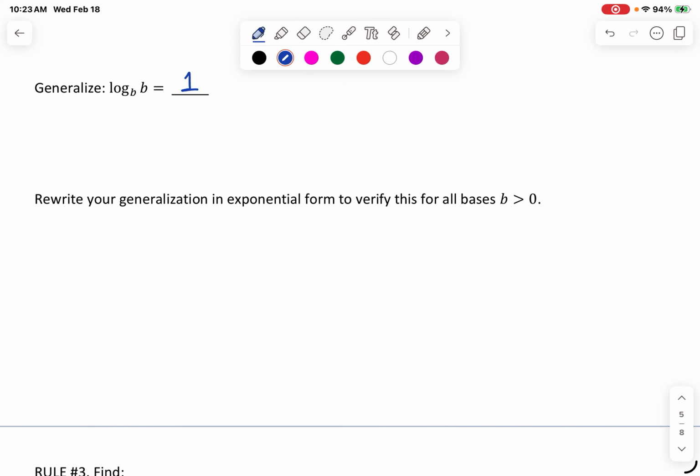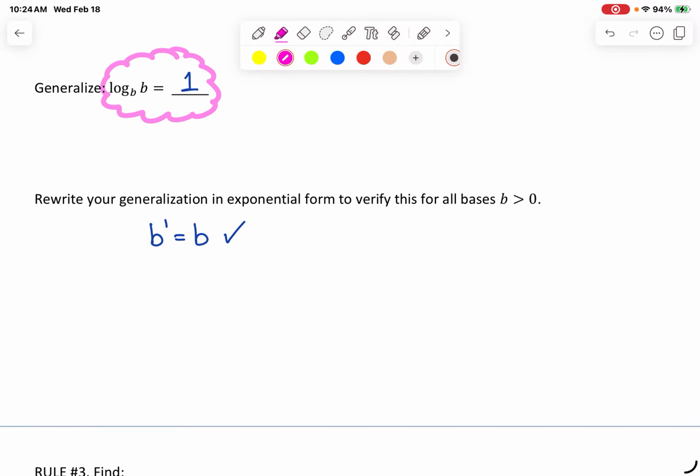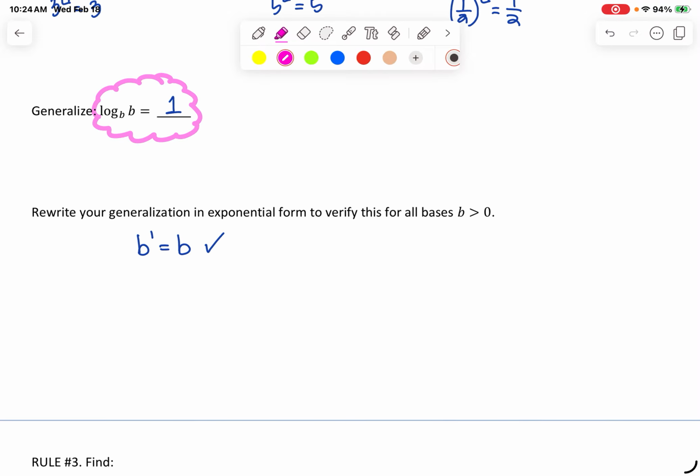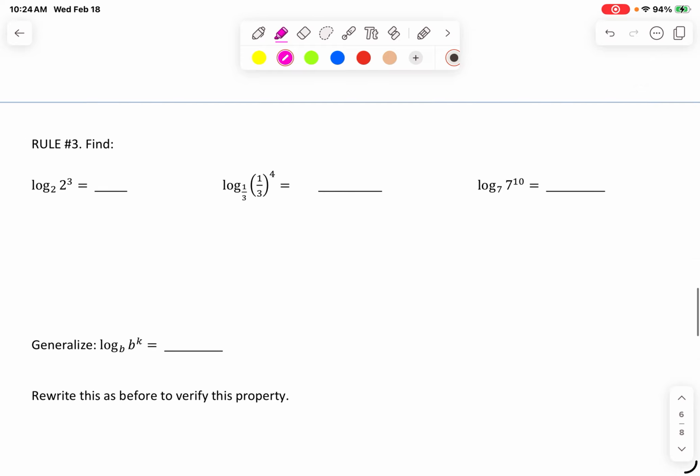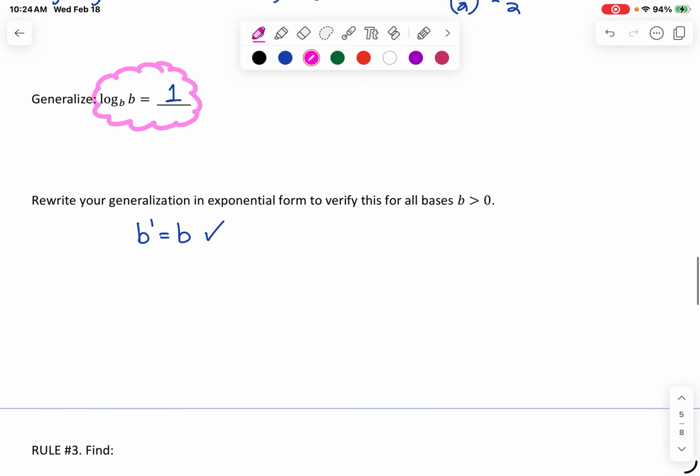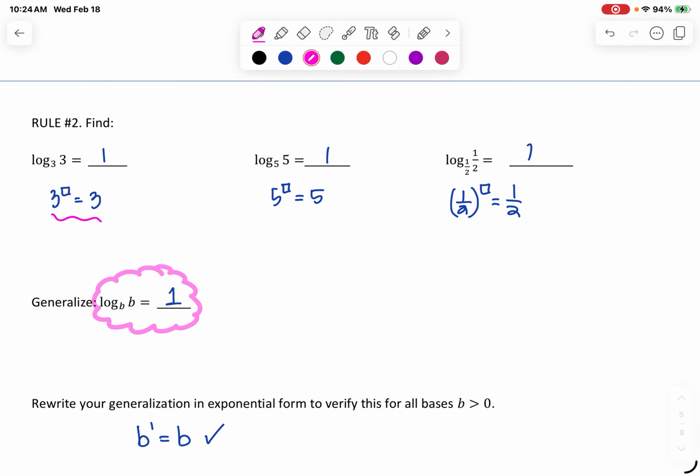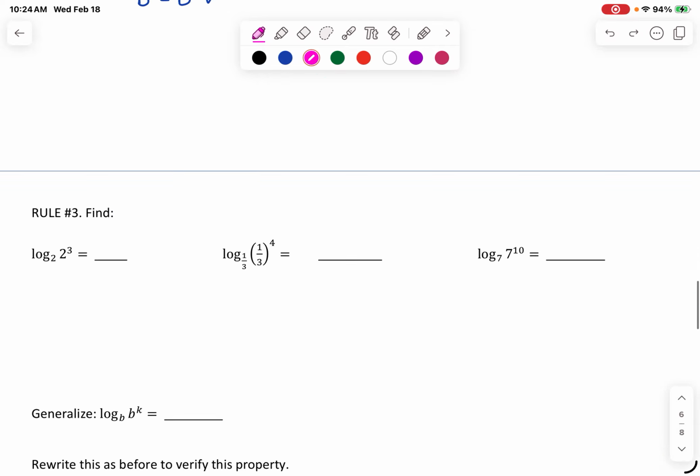We can rewrite it in exponential form to verify it. If we rewrote this in exponential form, that's b to the first power equals b, which is true. So that works out. This is our second little rule here: log base b of b is 1. So if the argument's 1, it's equal to 0. If the base and the argument match, it's equal to 1. And once again, if you ever forget those, you could write it like this and figure it out, but it's faster just to know when you see it.